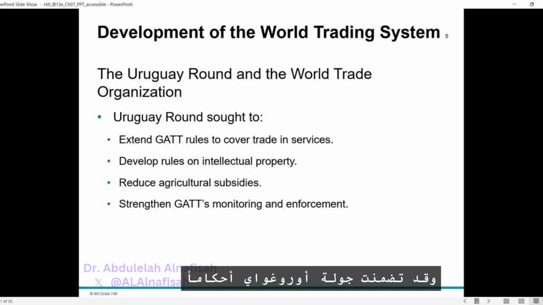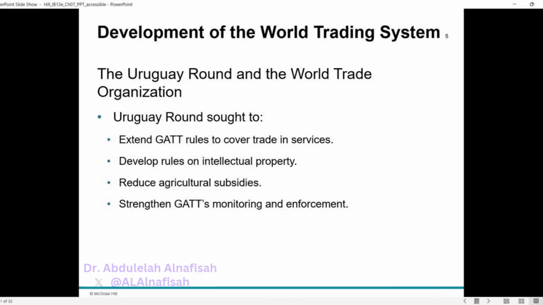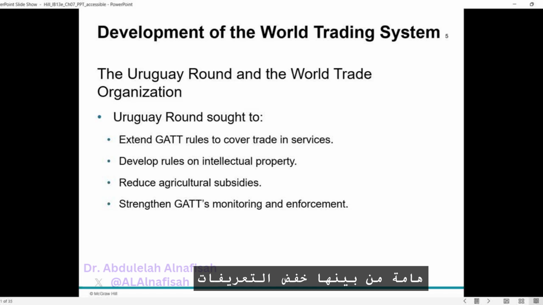The Uruguay round introduced significant provisions, including the reduction of industrial goods tariffs by over 1/3 and the elimination of tariffs on over 40% of manufactured goods. Developed nations were mandated to reduce average tariff rates on manufactured goods to less than 4%, historical lows.